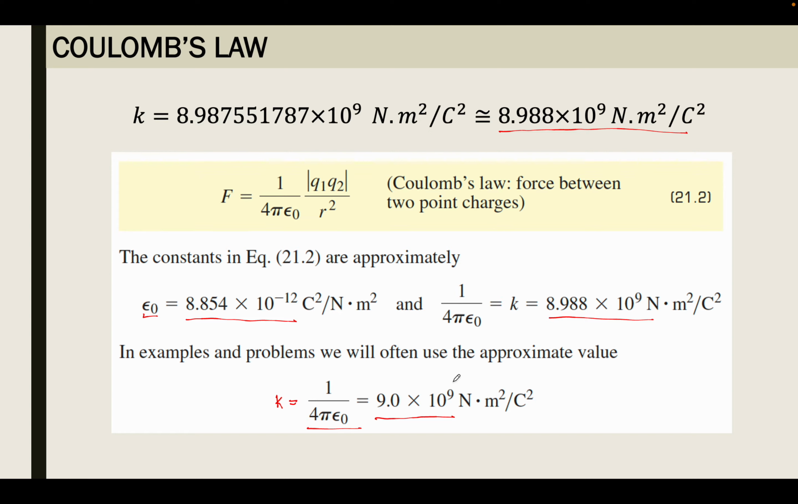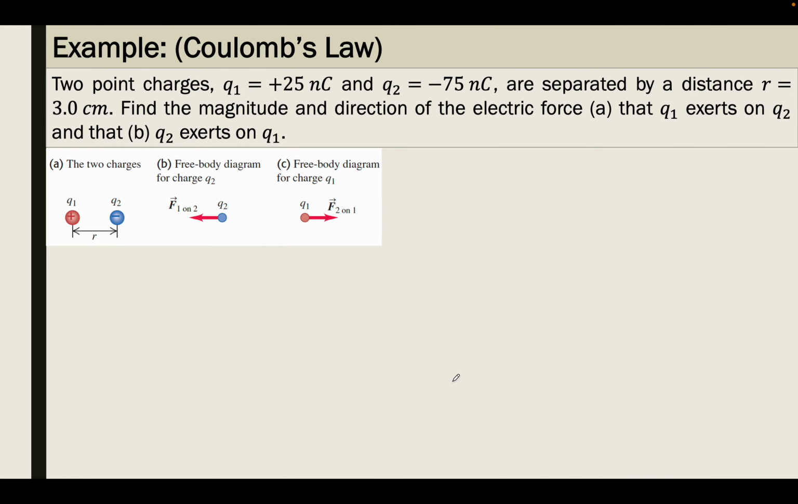Okay, so that is the value of our K, or SI proportionality constant. Okay, so let's try solving some of these examples of Coulomb's law. So we have the force between 2 point charges. As you can see here on the figure, letter A, we have the two charges, Q1 and Q2. Okay, so 2 point charges, Q1 is equal to positive 25 nano Coulomb.